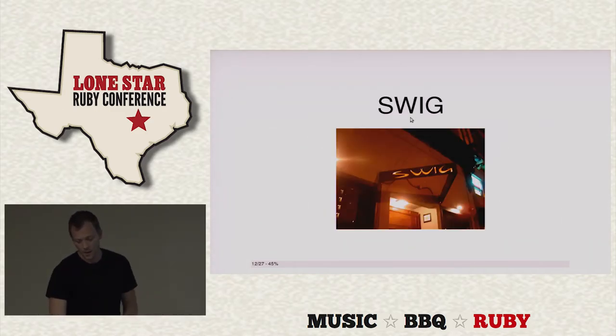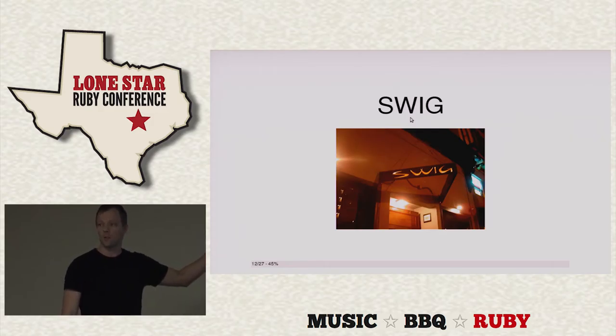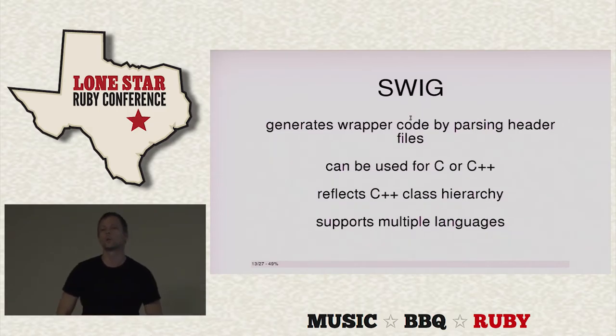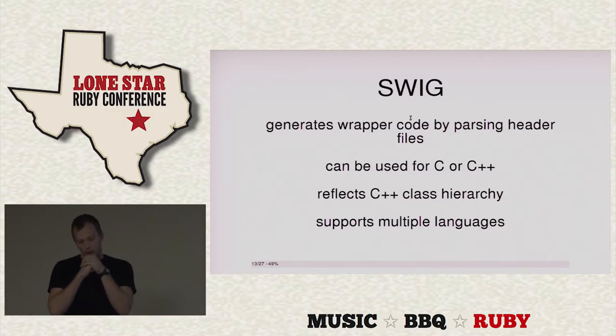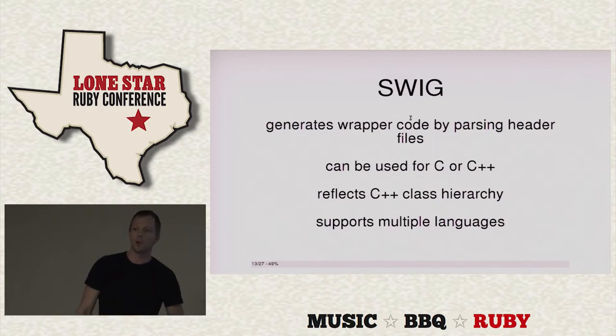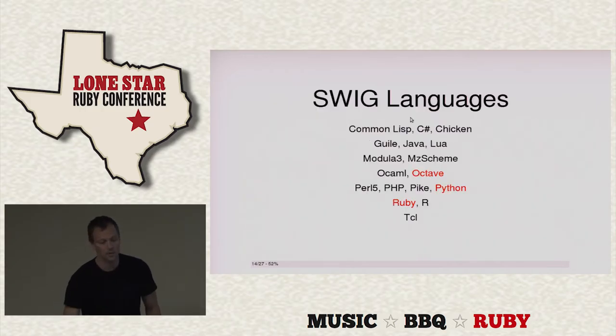So Swig. Turns out Swig is a club in San Francisco, so kind of cool. The way Swig works is, Swig stands for Simplified Wrapper and Interface Generator, and it parses your C++ header files, and it understands nearly all of the C++ syntax. And then it writes the wrapper code for you to build the Ruby classes and the methods and all that. And it does reflect the C++ hierarchy and supports multiple languages listed here.